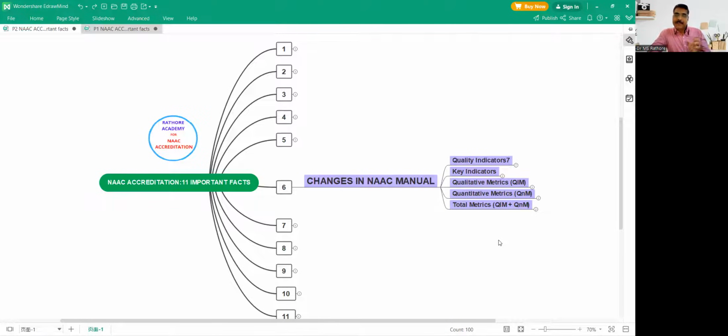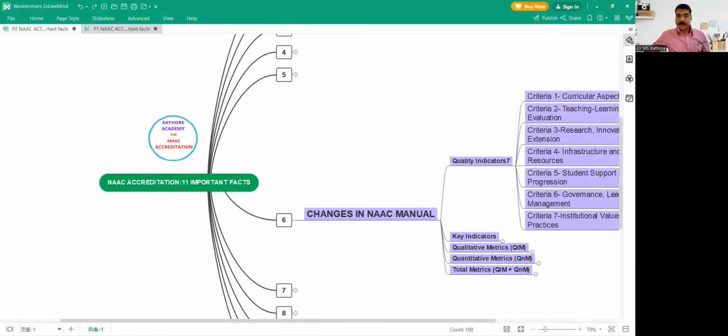That means there are Excel sheets in which we have to give the data that is objectively asked, and NAAC would be assessing these things when we submit the SSR. And then there are total metrics. So a lot of changes have been made, and particularly 5 important changes we will discuss in this video.